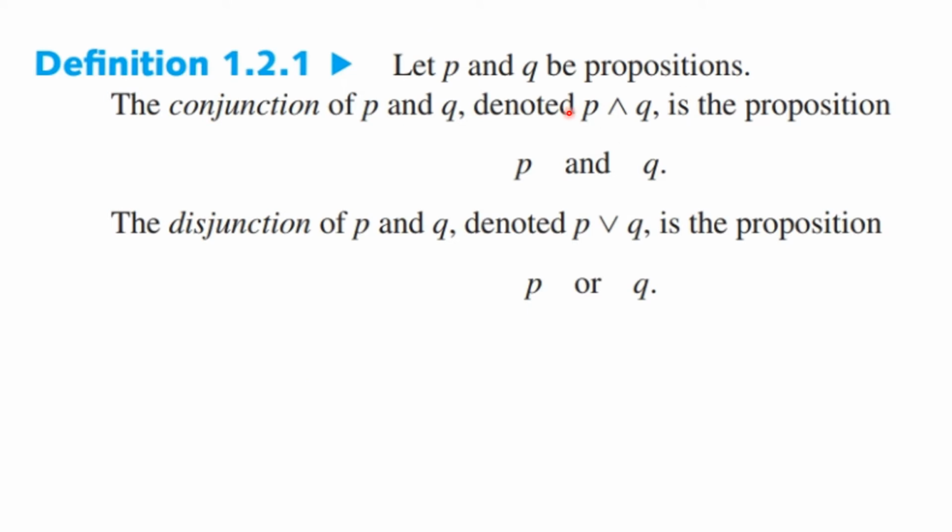And we do operations on these. So let P and Q be propositions. Then we say the conjunction of P and Q, denoted P, this is an inverted V, and Q, is the proposition P and Q. The disjunction of P and Q, denoted P, this is a right side up V, Q, is the proposition P or Q.